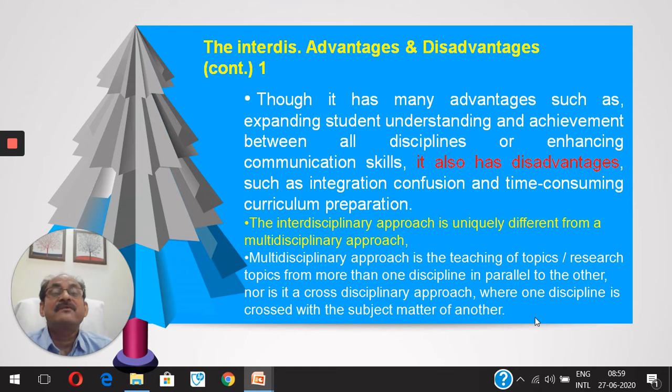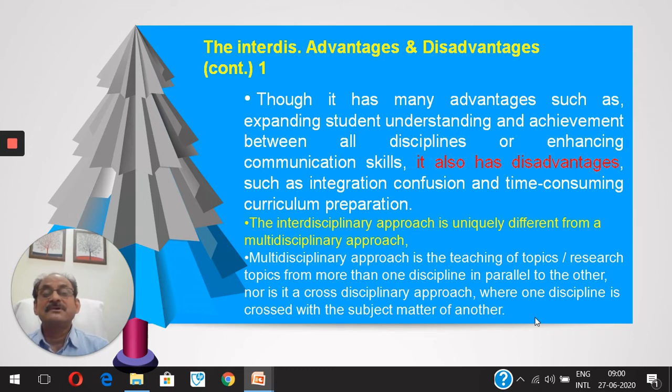Though it has many advantages, such as expanding student understanding and achievement across all disciplines and enhancing communication skills, at the same time there are some disadvantages. The disadvantages are integration confusion and time consuming curriculum preparation. So these are some of the disadvantages.